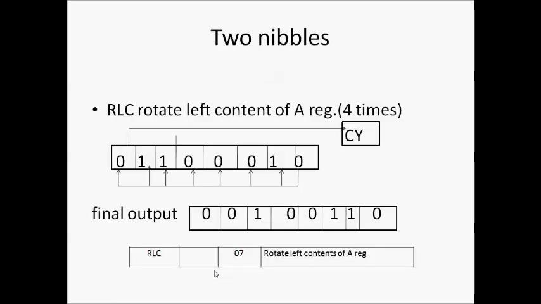One more instruction, RLC, rotates left the content of register A four times. The accumulator is 62, where 0110 is 6 and 0010 is 2. Rotating 62 left four times, the final output is 0010 0110.